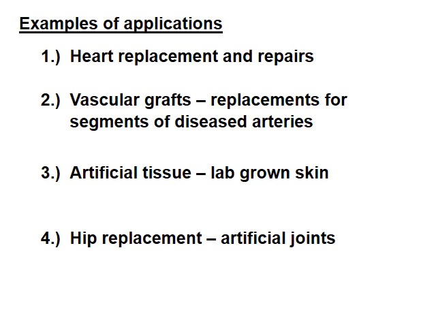Now, examples of different applications can be mentioned here. For heart replacement and repairs, one can use biomaterials. Vascular grafts: replacement for segments of diseased arteries. Artificial tissue, like lab-grown skin. Hip replacement, artificial joints. In all these cases, one can use biomaterials.